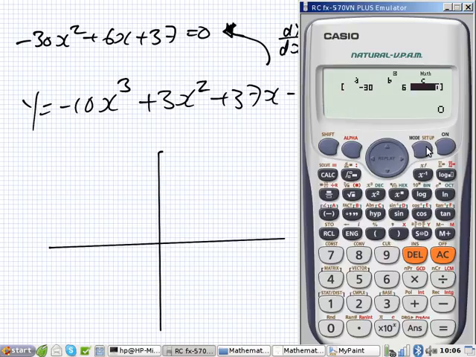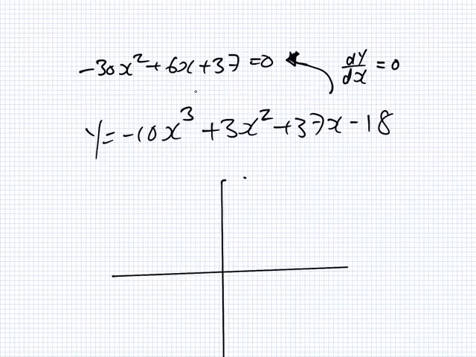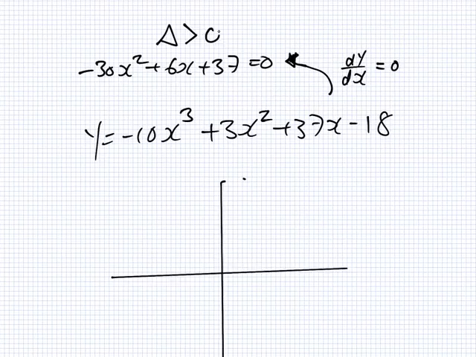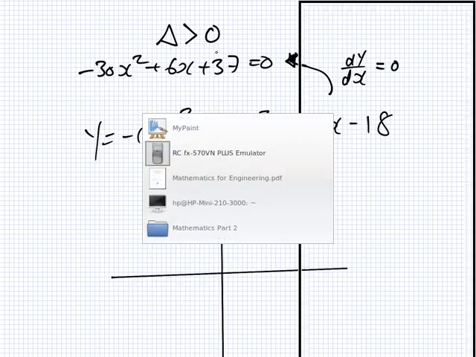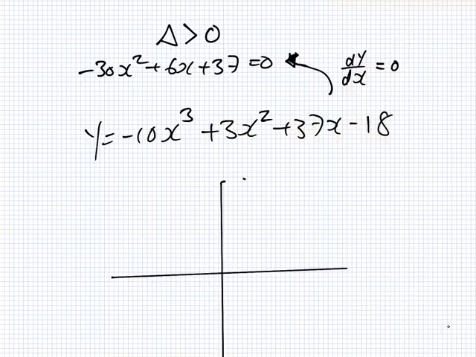Minus 30, 6, 37. So you have two solutions here. I actually didn't have to solve it. I could have just used the discriminant, and I've discovered that the discriminant is positive, so that means it has two solutions. They are 1.2 and minus 1. So at 1.2 and at minus 1, there are turning points.